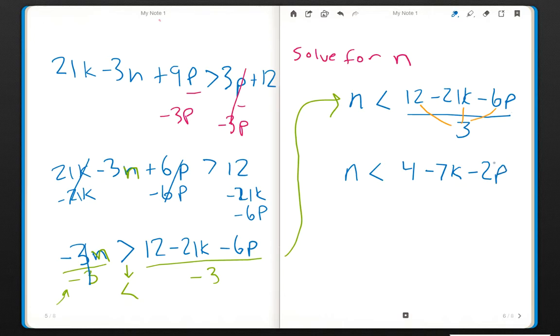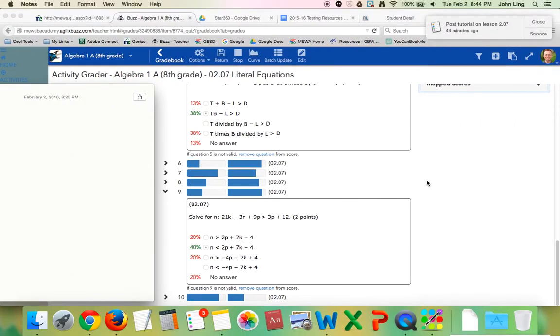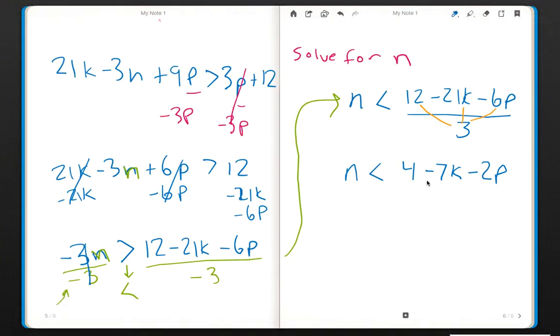So let's see if we did that one right. 4 minus 7k minus 2p. The right answer is 2p plus 7k minus 4. So I did something wrong. Let's see if we can figure out what I did wrong here.